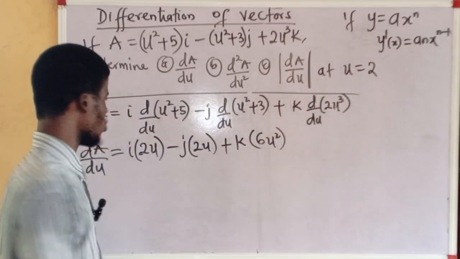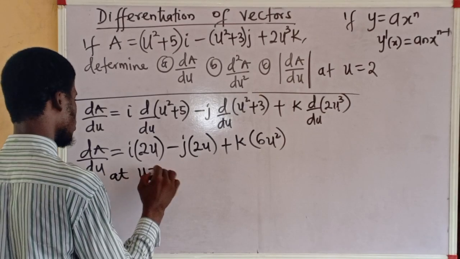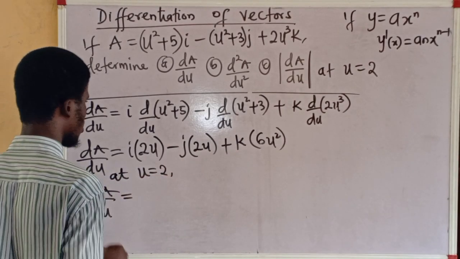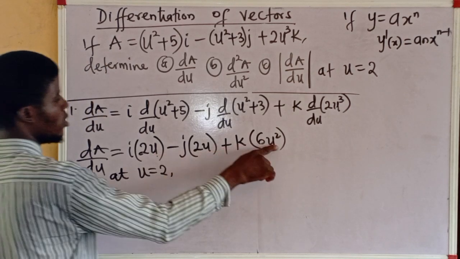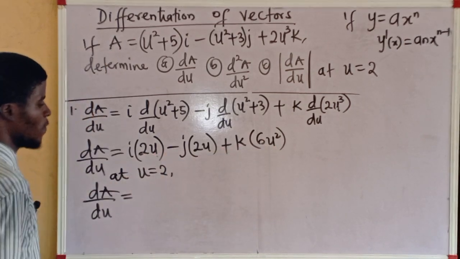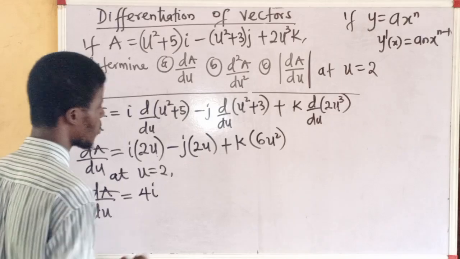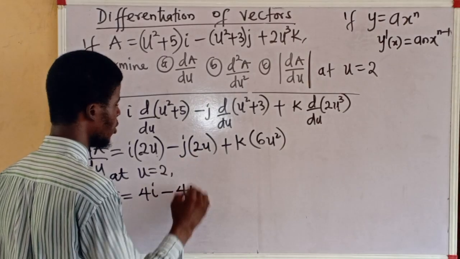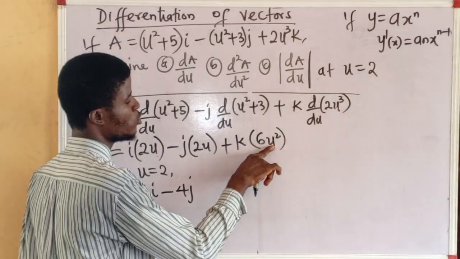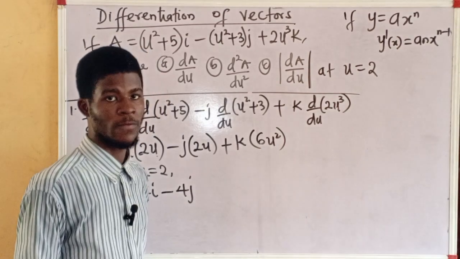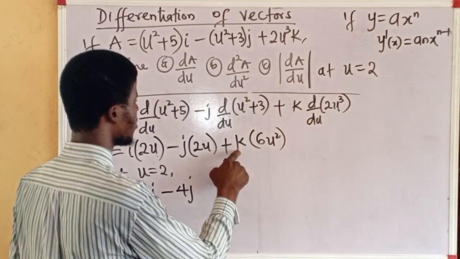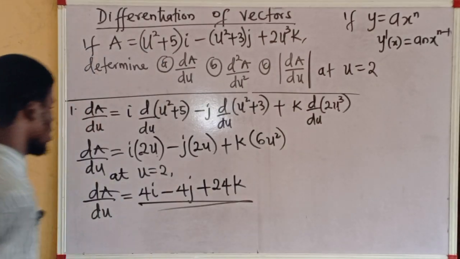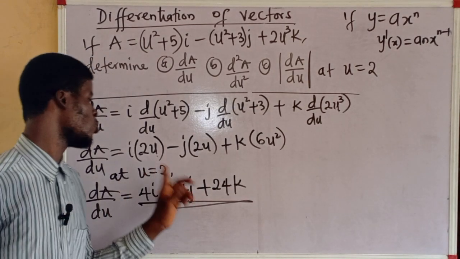At u equal to 2, dA/du is this. Plug in 2 for u here. 2 times 2, that's 4. So we have 4i. 2 times 2 is 4 again, times minus j, minus 4j. Put 2 here, that will be 2 squared, 4. 4 times 6, 24, times k, 24k. So this is dA/du at u equal to 2.